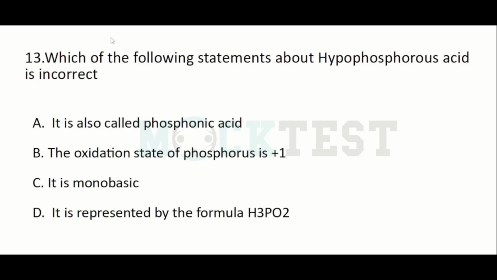Which of the following statements about hypophosphorus acid is incorrect? Option A, it is also called phosphonic acid. Option B, the oxidation state of phosphorus is +1. Option C, it is monobasic. Option D, it is represented by the formula H3PO2. The incorrect statement is it is also called phosphonic acid.